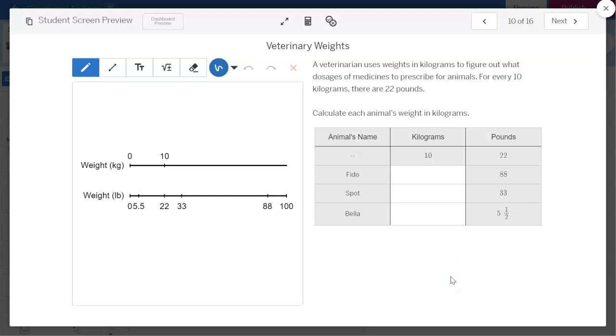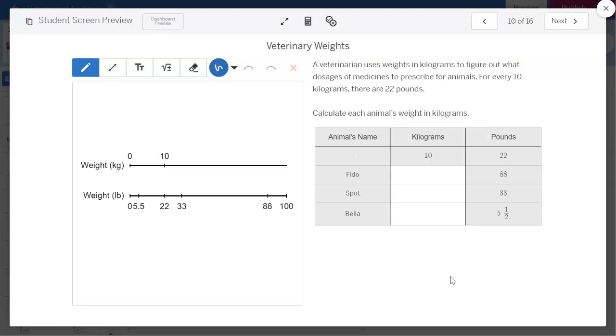All right, now we have veterinary weights. These are in kilograms, so obviously in America we're not as familiar with kilograms. We're much more familiar with pounds, but they do need to be able to measure or convert back and forth. So they've given you the unit. 22 pounds is equivalent to 10 kilograms approximately. So using that information, can you figure out what Fido, Spot, and Bella weigh?